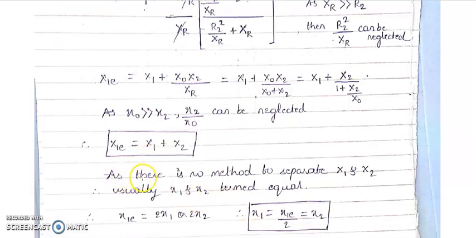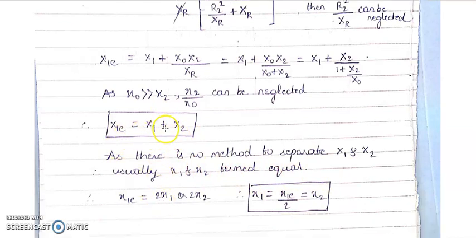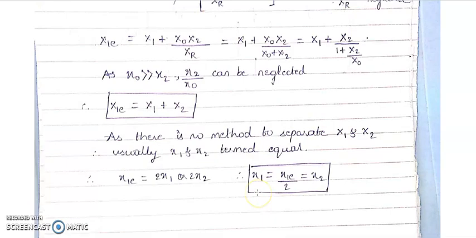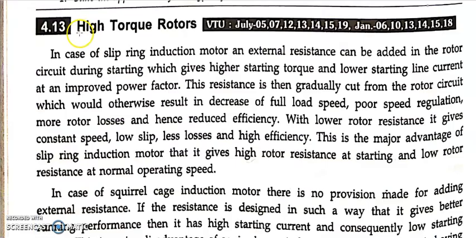Okay. As there is no method to separate x1 as well as x2 till now, we shall assume both the terms as equal. So usually x1 and x2 are termed as equal. If they are termed as equal, then x equals 2x1 or 2x2, because x1 equals x2. So if you want to calculate x1, it will be x by 2, or x2 is equal to x by 2. Both will have the same value. Now we shall discuss the high torque rotors topic.